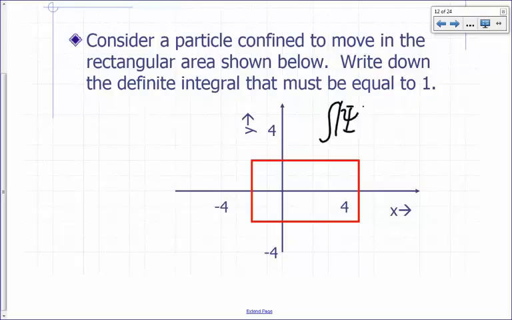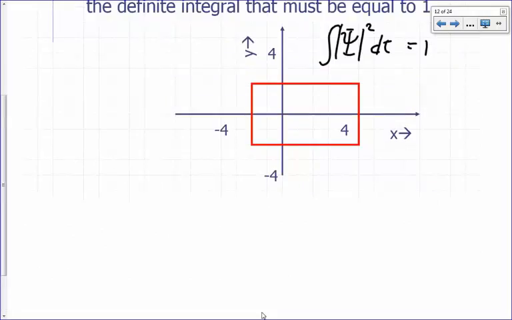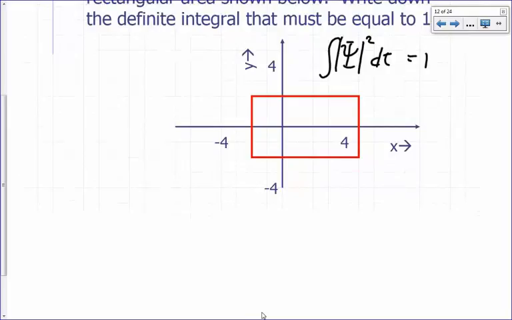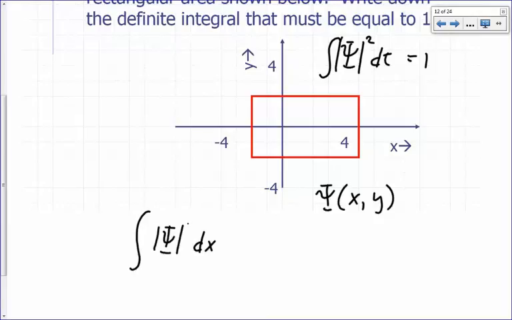Integral of psi, absolute value of psi squared d tau must be equal to 1. But this is more specific, so let's be more specific. Exactly what do we mean by d tau here? Well, that means your psi here, if you recall, will have to be a function of x and y, right? So you need to integrate with respect to x the square of the absolute value of psi, from x equals, here's your x-axis, negative 1, negative 2, 1, 2, 3, 4, 5. So from x equals negative 2 to 5.